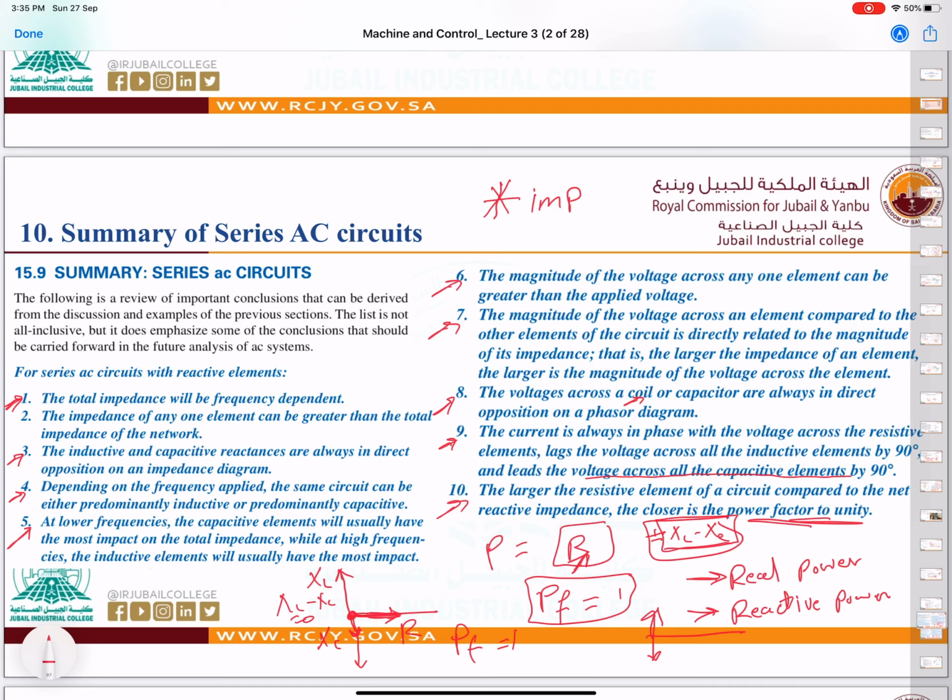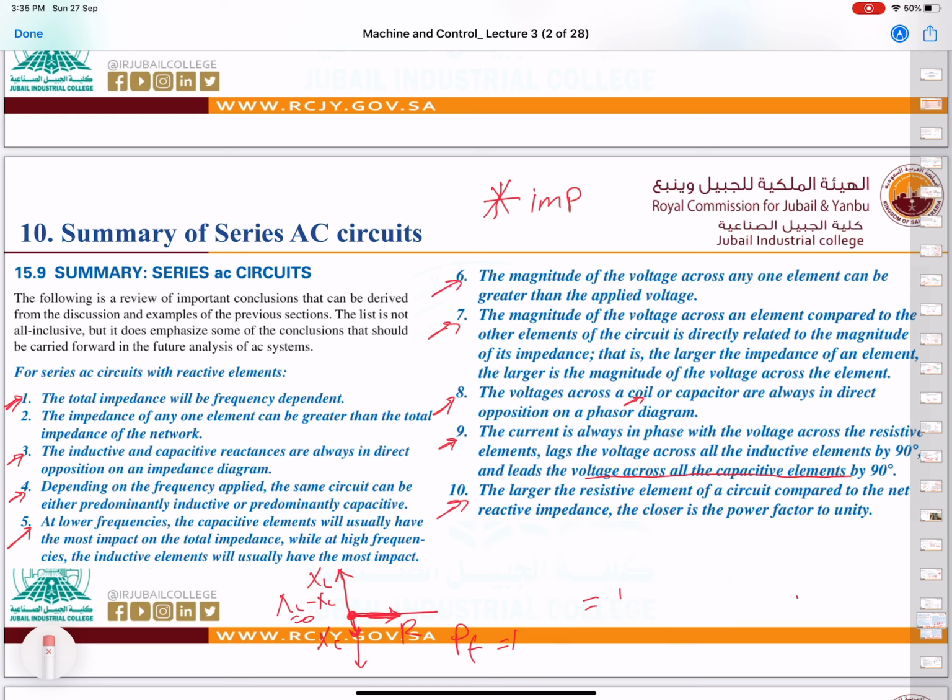شباب أرجوكم انتبهوا للسلايد هذا كثير، لأنه ممكن راح يجيك صح وخطأ، ممكن يجيك multiple choice، be careful يا شباب.